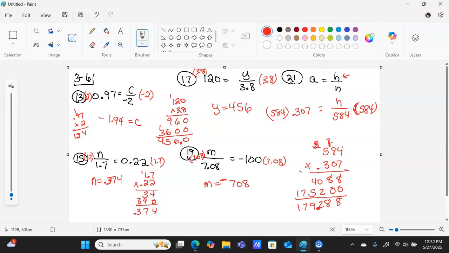So we get 179.288. So this is number of hits. There's no such thing as a 0.2 of a hit. The numerical answer that it comes up with is this, but it has to be 179. You have to round to the nearest whole number there.